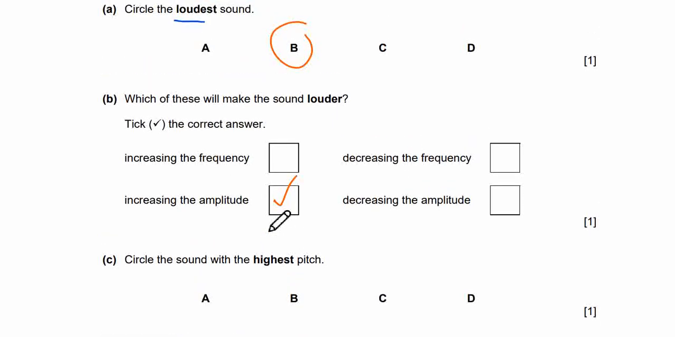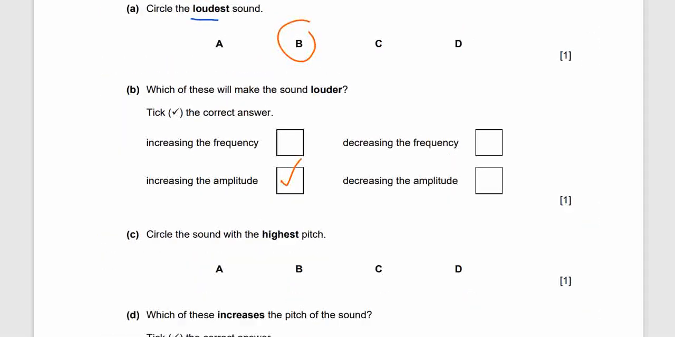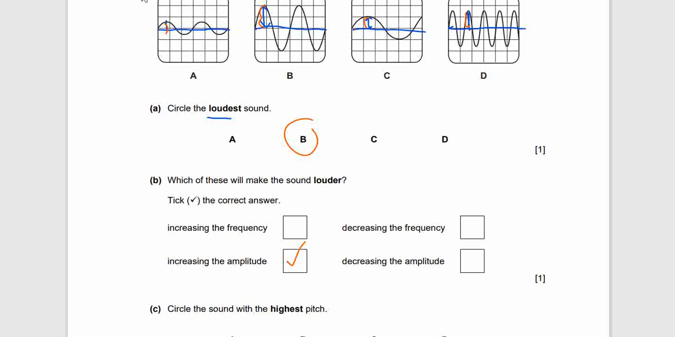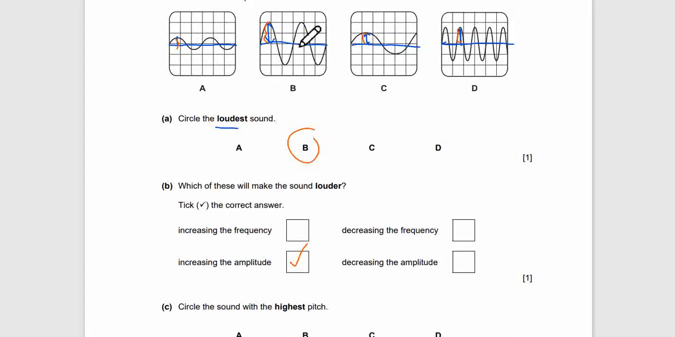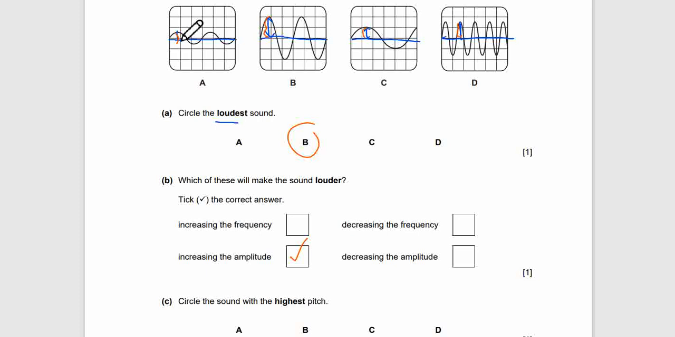Question C. Circle the sound with the highest pitch. Highest pitch, we see from here, is related to frequency. The one that has the highest frequency is the one where the wavelength is the shortest. So you can see that this is here, this is the wavelength, this here is the longest, and this is here. So we can see that this is the shortest wavelength, and the wave looks so packed. So this is the highest frequency, so it will be D, highest pitch.